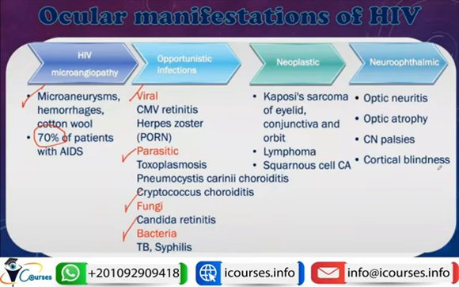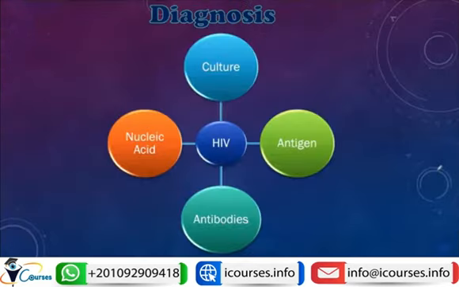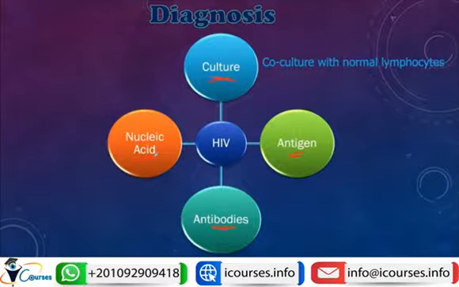So how can we diagnose HIV? We have 4 mainstays for diagnosis of HIV infection. This can be done by culture, or by detection of the antigen, or by detection of the antibodies, or detection of the nucleic acid. For the culture, we can co-culture the HIV organism with normal lymphocytes. And by detection of the virus itself, we can know that this patient has HIV infection.